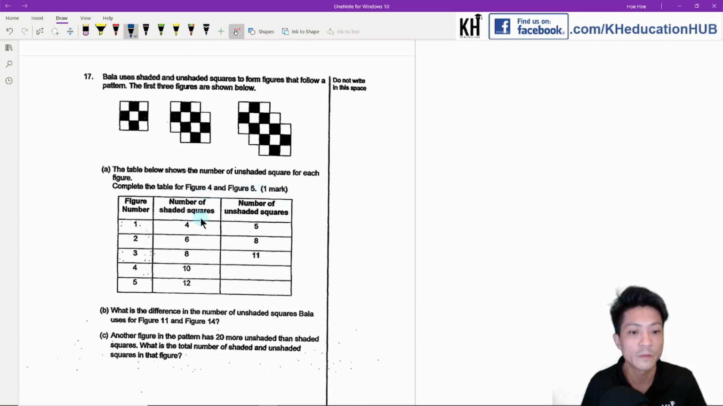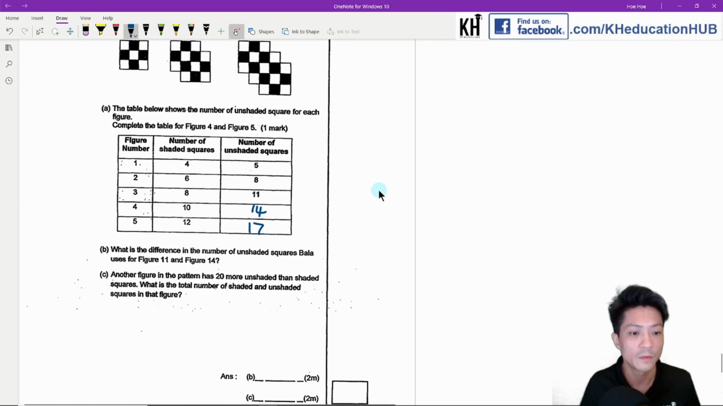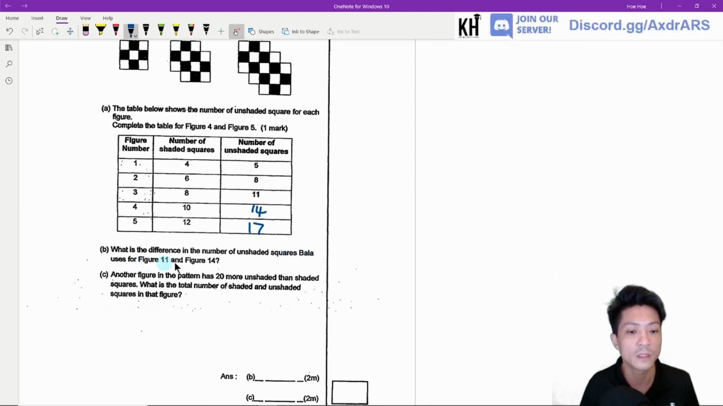Okay, the number of shaded squares will be 4, 6, 8, 10, 12. So it is a plus 2 each time. Number of unshaded squares will be 5, 8, 11. So it looks like it's a plus 3, plus 3. Okay, plus 3 will be a 14 and plus 3 will be a 17. Okay, for part B, what is the difference in the number of unshaded squares Bala used for figure 11 and 14?